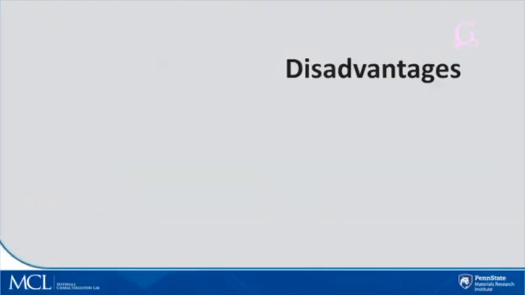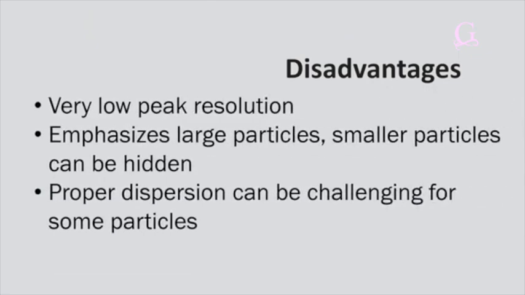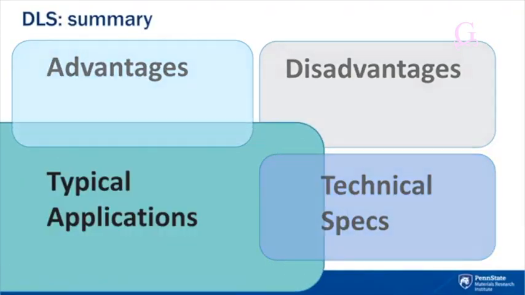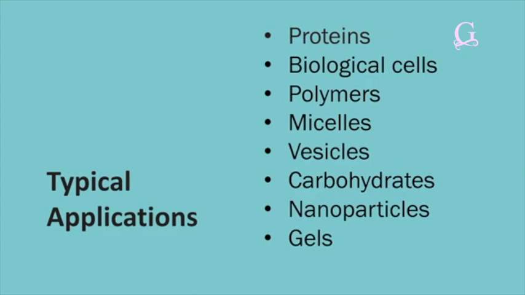However, the disadvantages of this technique: it has very low peak resolution, it emphasizes large particles and smaller particles can be hidden, and proper dispersion can be challenging for some particles. Typical applications include the following materials: protein, biological cells, polymers, micelles, vesicles, carbohydrate, nanoparticles, gels.